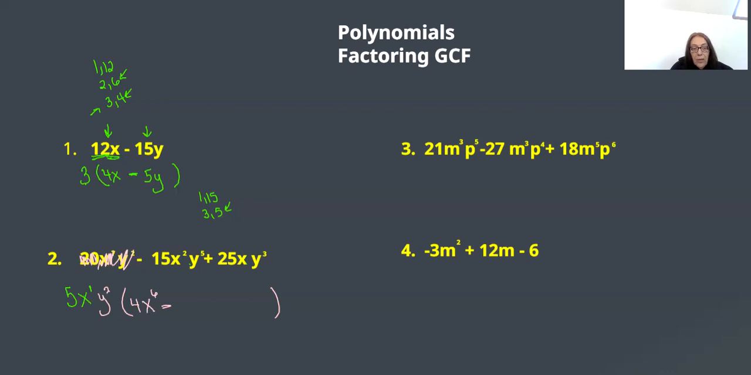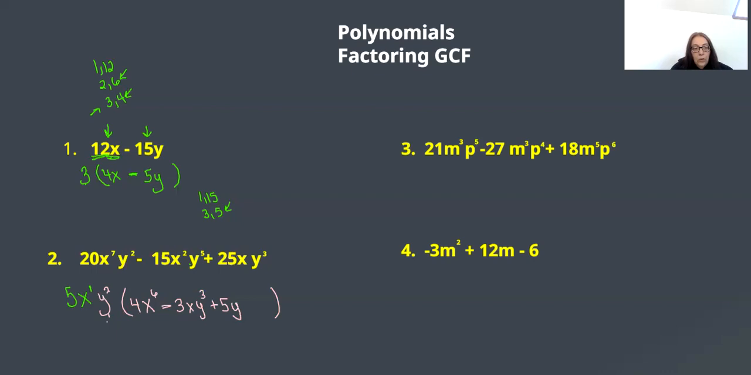Now, minus 5 times 3 is 15. I've got 1x here, but I got 2 x's here, so I need another x. I've got 2 y's, but I've got 5 y's here, so I need 3 more y's. Plus 5 times 5 is 25. I've got my 1x. I've got 2 y's. I need 1 more y. And that's factored. So let's just go back and check our answer by distributing that 5xy squared through.